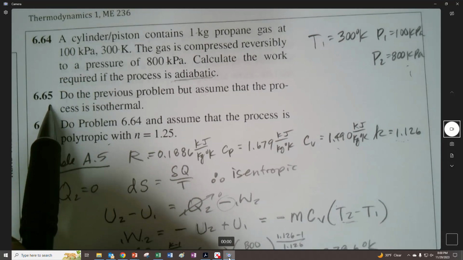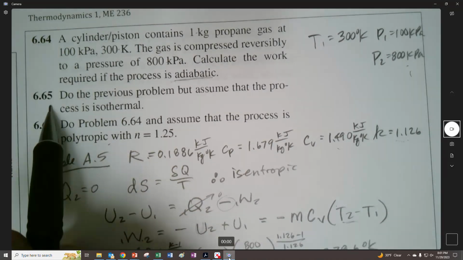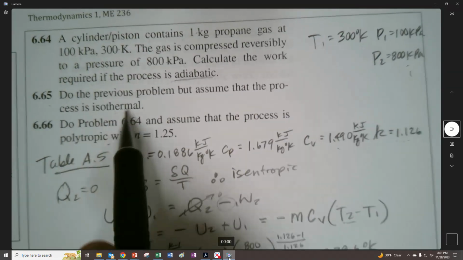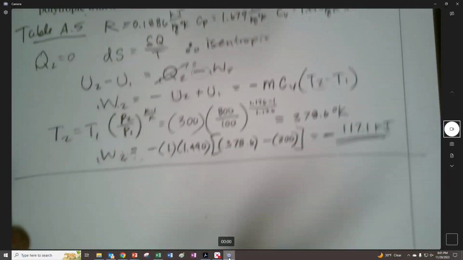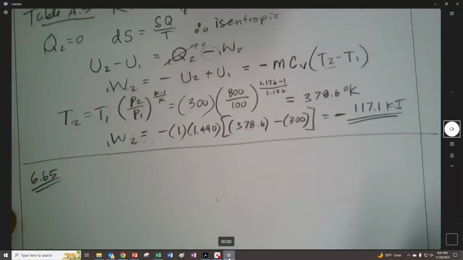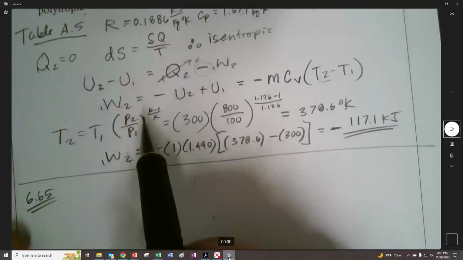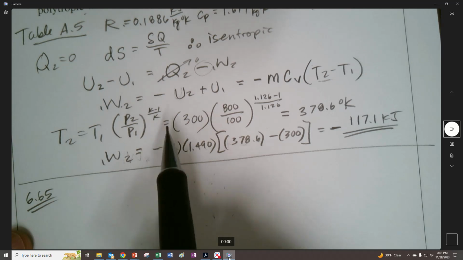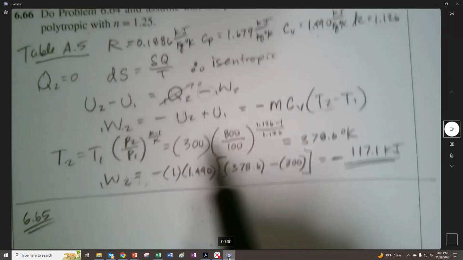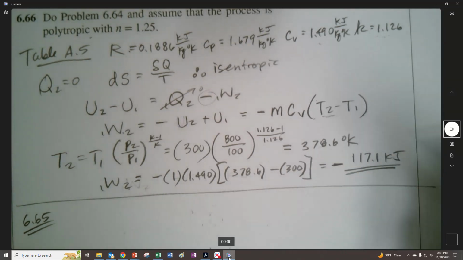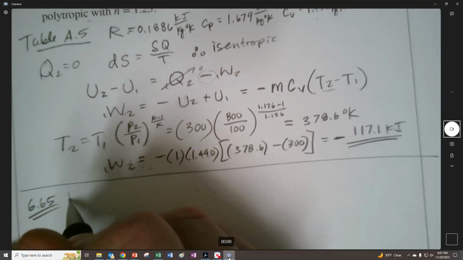Now, 664, 665. Do the same problem, but make it an isothermal process, right? So here's 665. So this temperature is not going to be 378.6. It's going to be 300 because it's isothermal, right? So the isothermal.